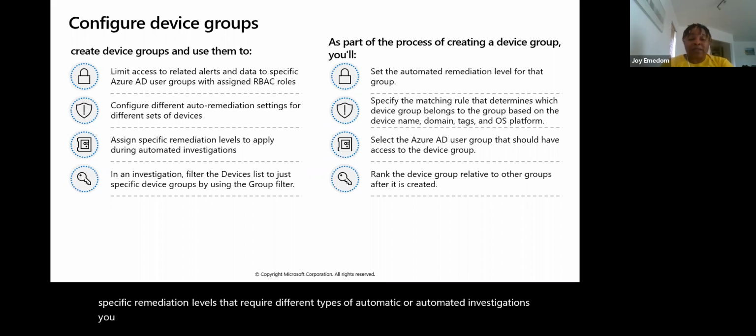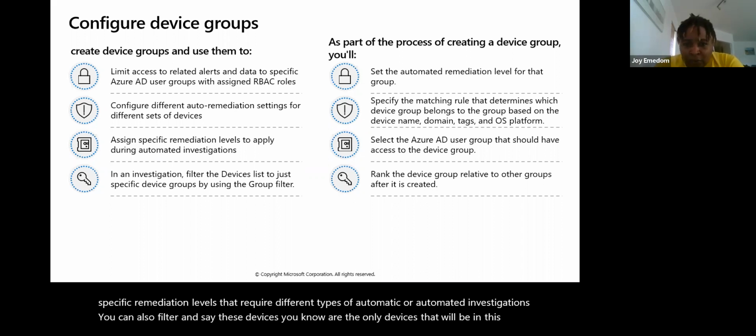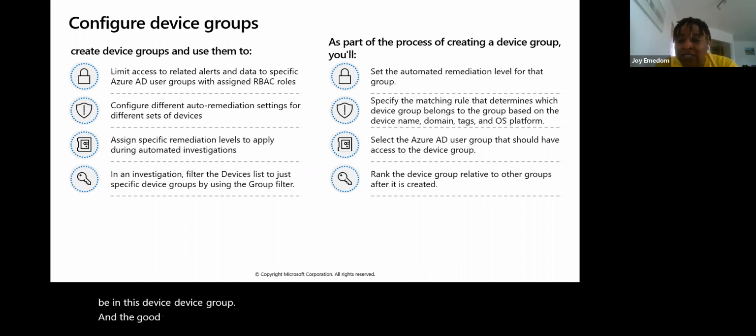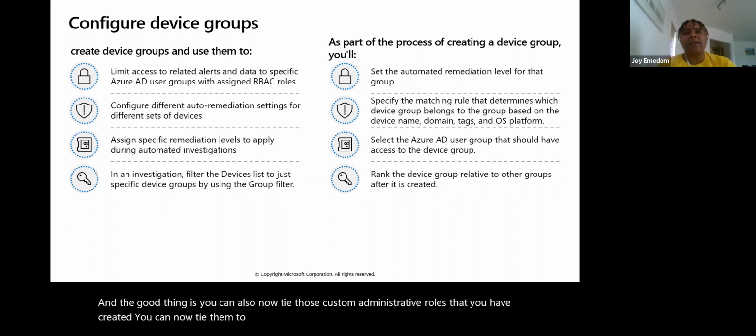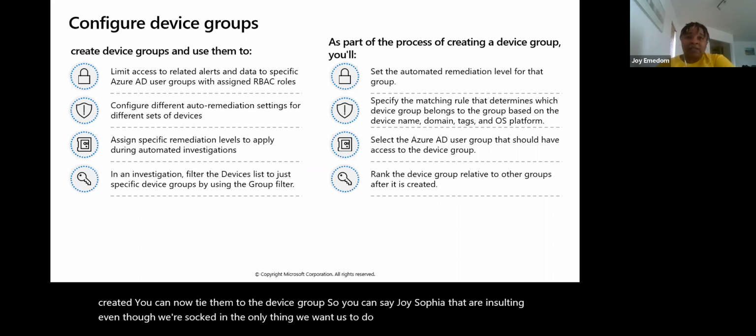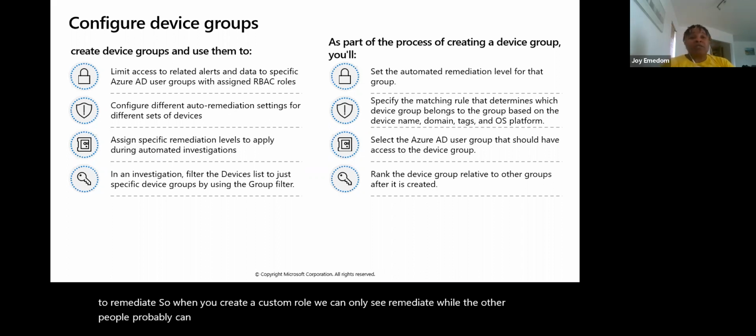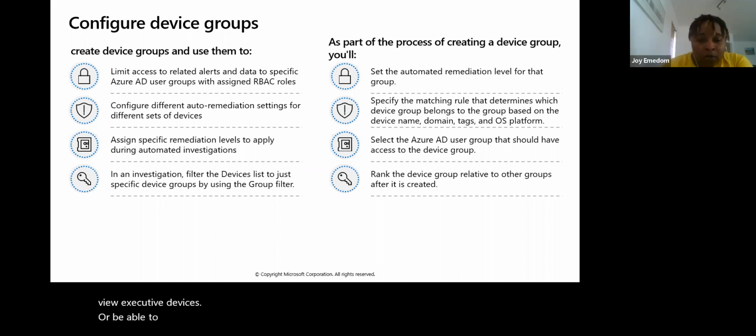You can also filter and say these devices are the only devices that will be in this device group. And the good thing is you can also now tie those custom administrative roles that you have created to the device group. So you can say Joy, Sophia, who are in the SOC team, even though we're in the SOC team, the only thing you want us to do on executive devices is to be able to remediate. So when you create a custom role, we can only see remediate, while the other people probably can only view, or some people in the SOC team might not even have the ability to view executive devices or be able to remediate anything on them.